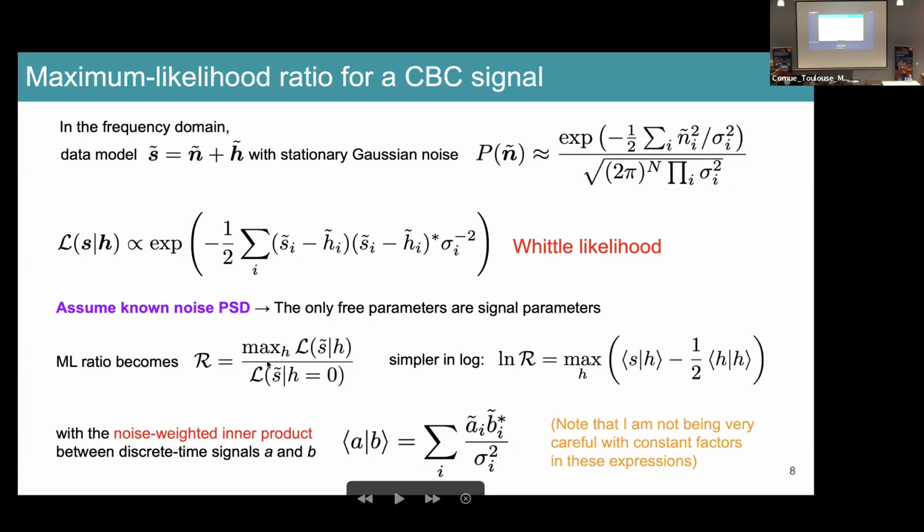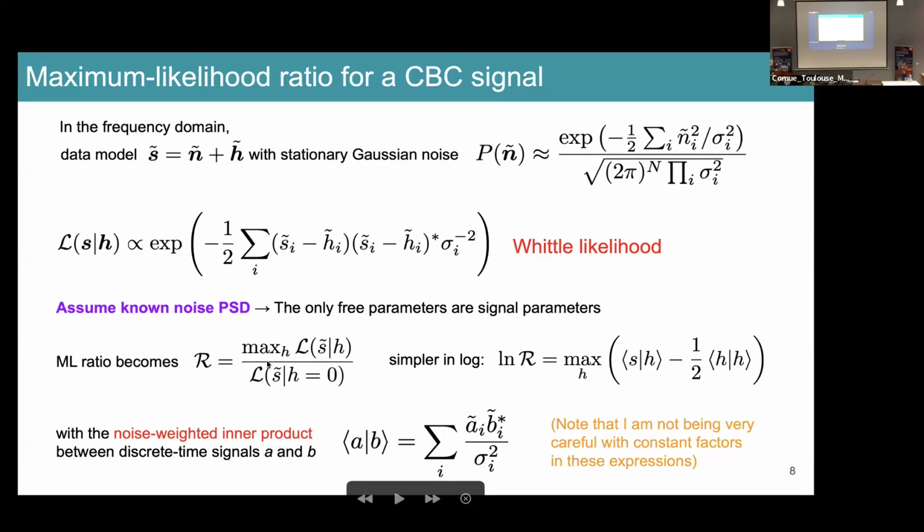So let's begin. We go to the frequency domain because it's easier. In the frequency domain, the problem looks exactly the same, where we have stationary Gaussian noise described by a multivariate Gaussian like this. And so we can immediately write the likelihood function like this, which is called the Whittle likelihood. So basically, it's when you have a linear superposition of a signal on top of stationary Gaussian noise. Very good. It's just basically a Gaussian.